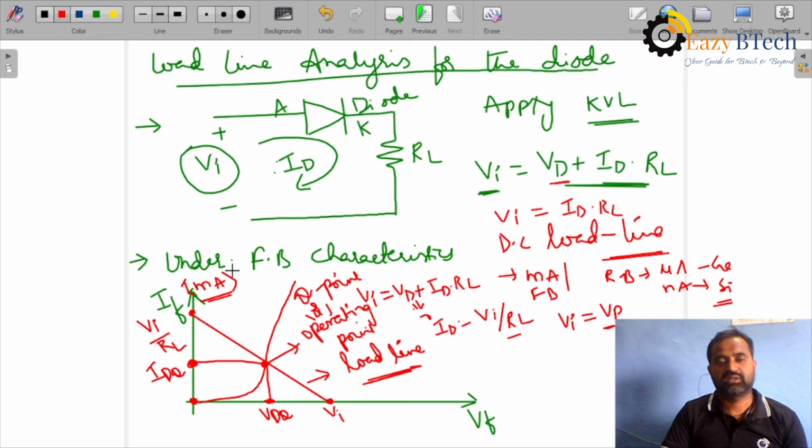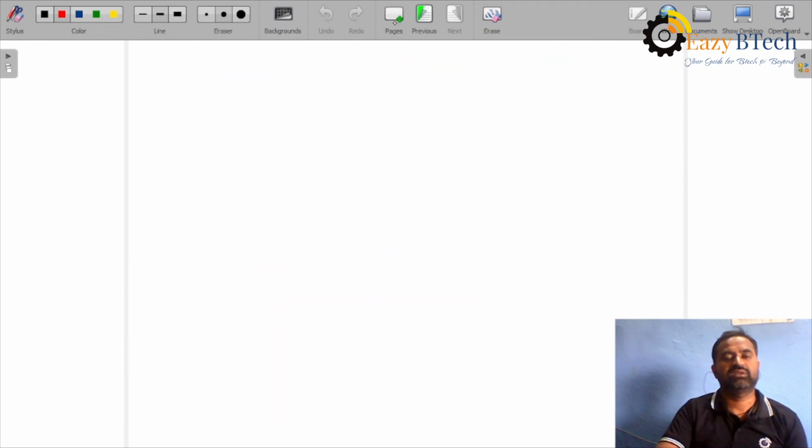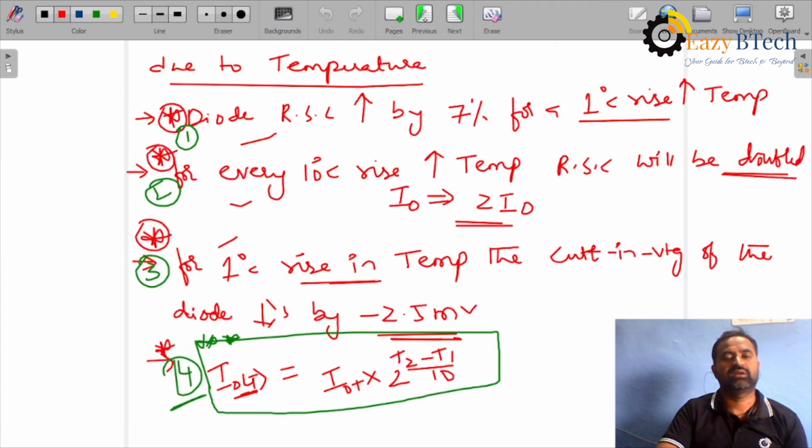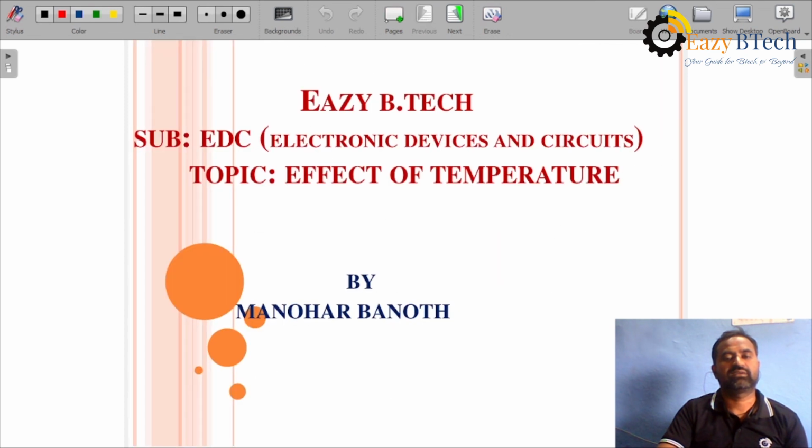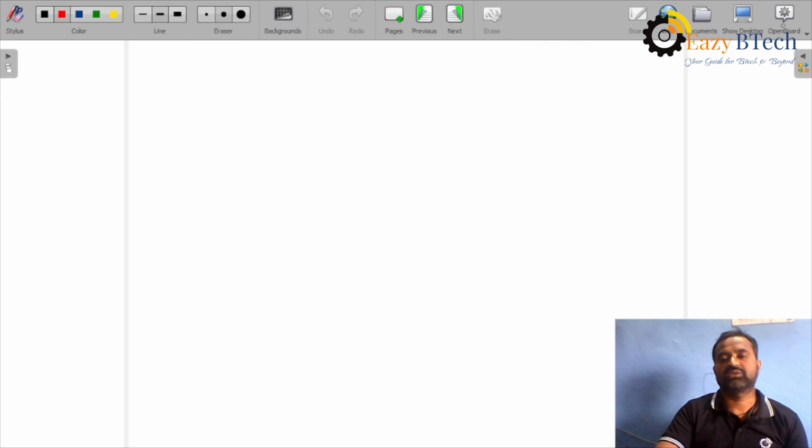Okay, students, this is about load line analysis of a diode, and in the previous slides we have seen how the temperature will affect it. I hope you understood.